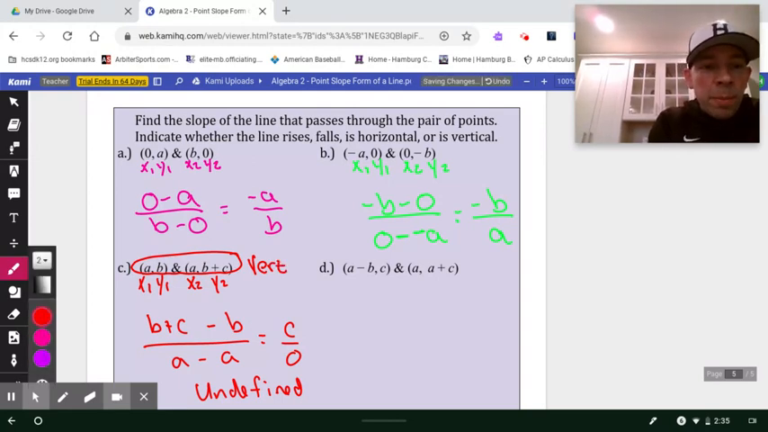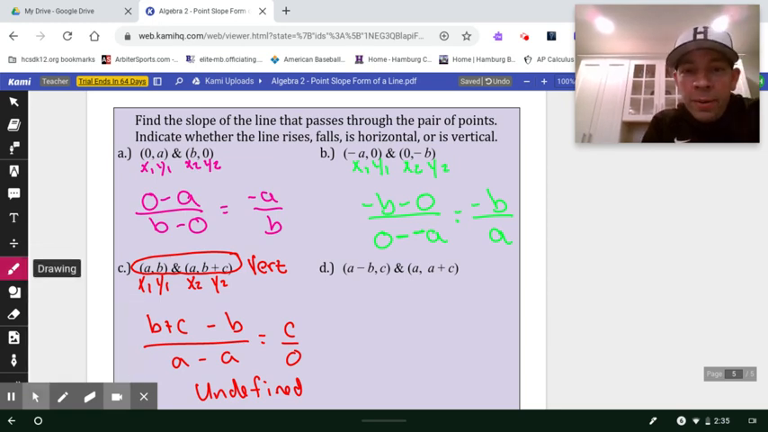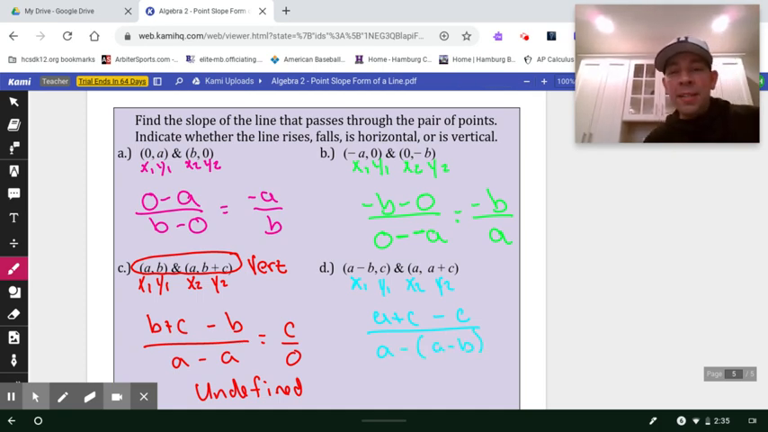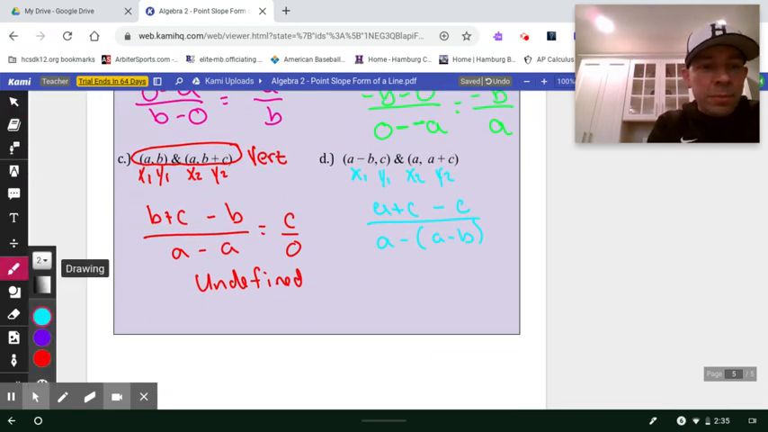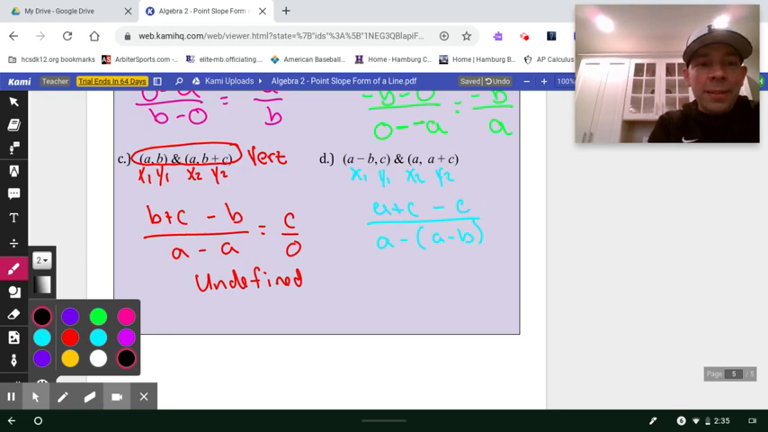All right, we've got one more to jump on. Let's see if this one shows up. All right, so a minus b is my first x, c is my first y, a is my second x, and a plus c is my second y. So let's go a plus c minus c, and then we could do a minus. Now watch this, the quantity a minus b. Those parentheses are actually a really big deal because I've got to distribute a negative sign. Not sure I'm really in love with this color right here. So let me switch colors. Why don't I just stick with black?